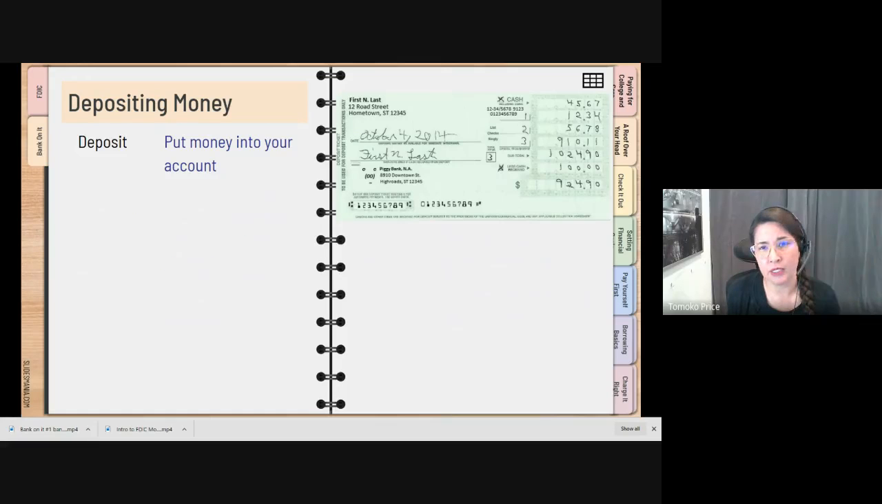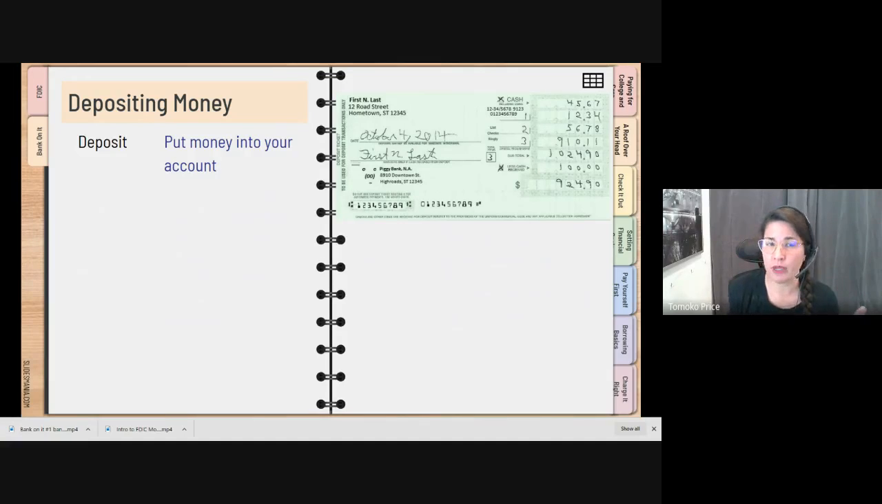we're going to look at deposits. So a deposit is any time you put money into your bank account. So you get a paycheck, you get a gift check. Anytime you get money, you're going to go and deposit it into your bank account. The green slip here is an example of a deposit slip.